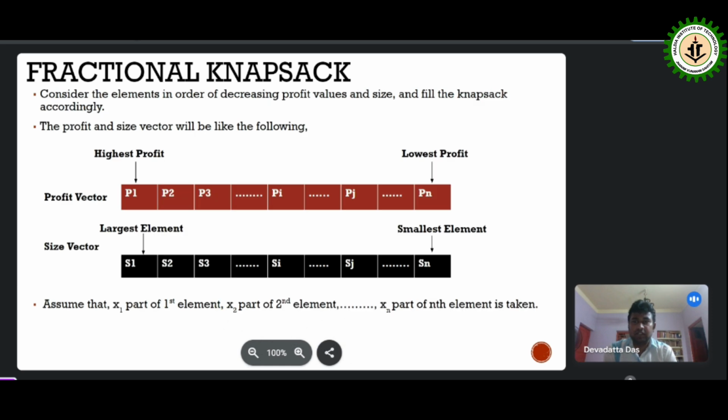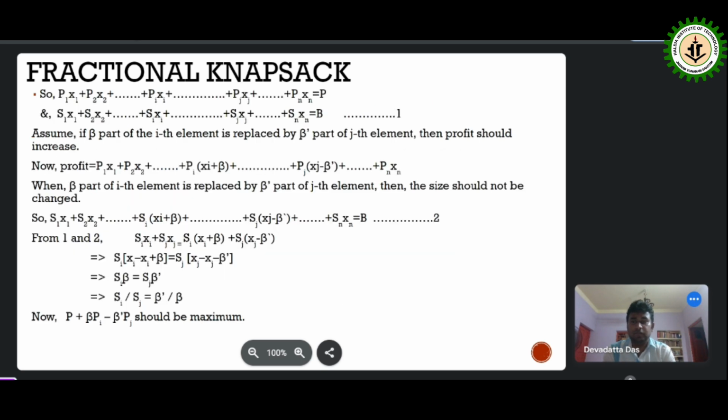Now I'm discussing the fractional knapsack by choosing the highest profit or lowest profit in the profit vector, or the largest or smallest element in the size vector. Assume that part x1 of the first element, x2 of the second element, up to xn of the nth element is taken. Here is the mathematical formula for calculating the fractional knapsack.